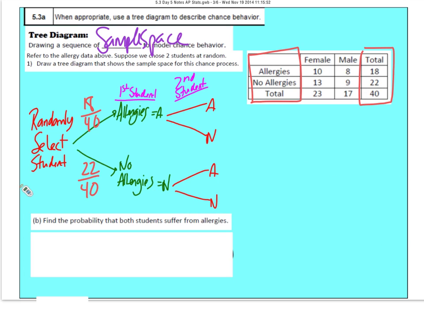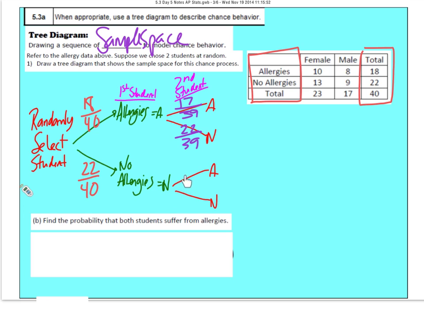Now be thoughtful here. Assuming we've already picked one student from the group of 40, what is now the probability that this student has allergies? Well, assuming the first student had allergies, I've taken one from that group of 18, so I'm now only down to 17 students left with allergies, and there's only 39 of them left. What about this one? Well, for no allergies, there's still going to be, in this case, 22 of them having no allergies, but there's still only 39 students left.